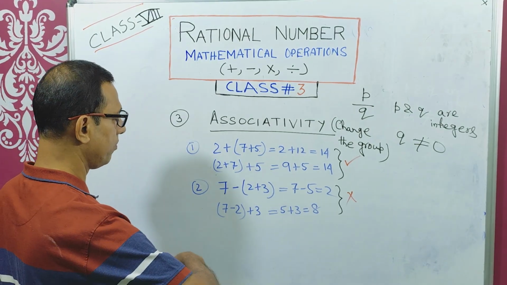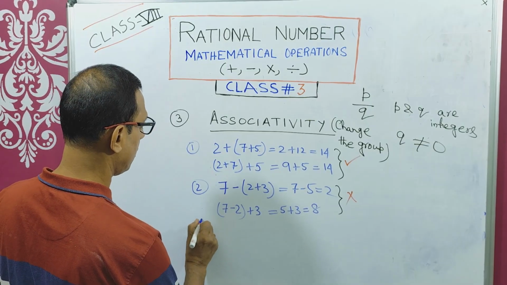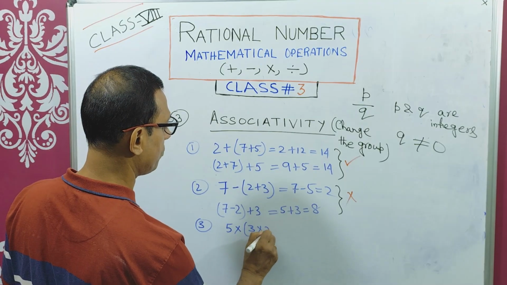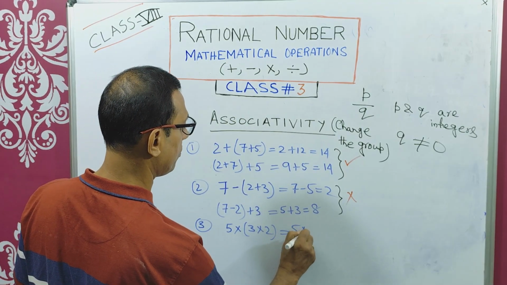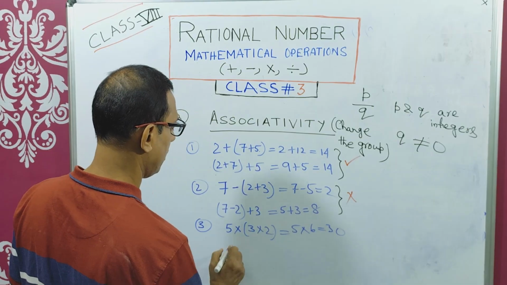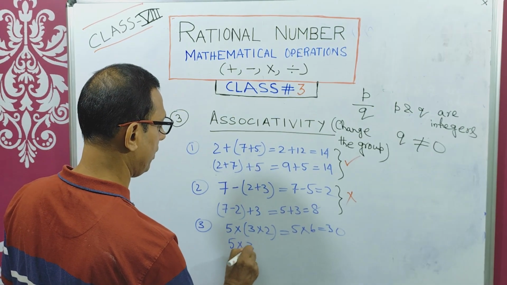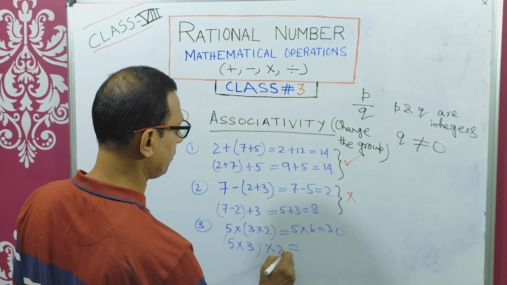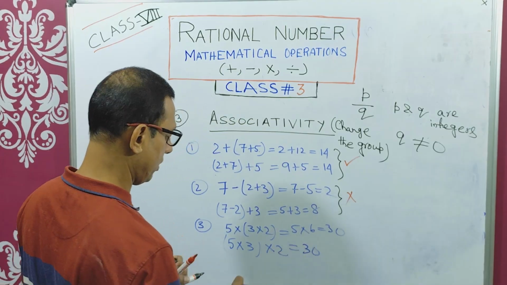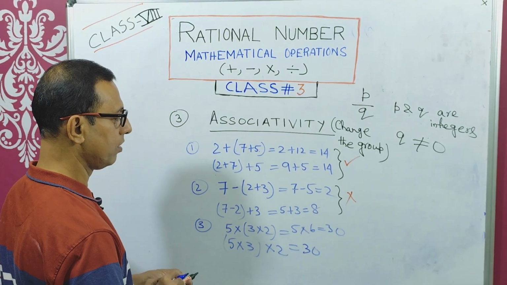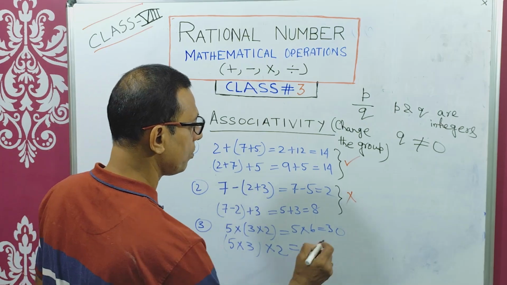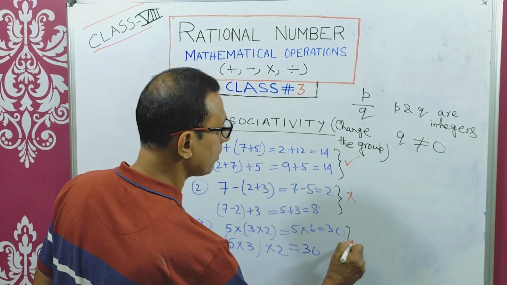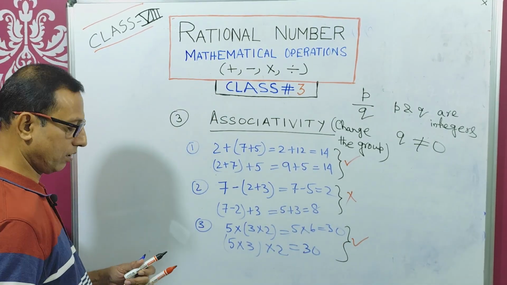For multiplication, what will happen? Let's say 5 into 3 into 2. So 5 into 6 equals 30. Now 5 into 3 into 2 equals also 5 threes are 15, 15 into 2 is 30. That means these two are the same. So multiplication also supports associativity.